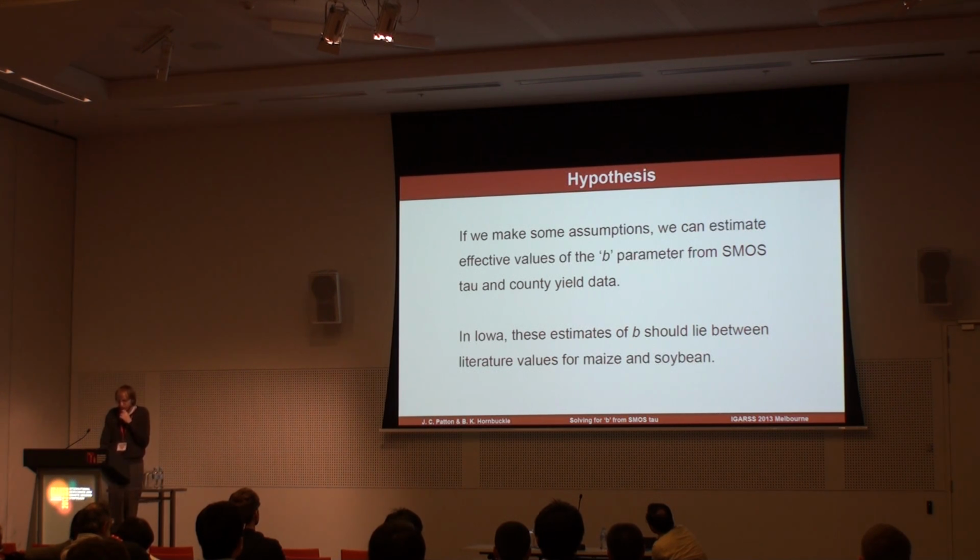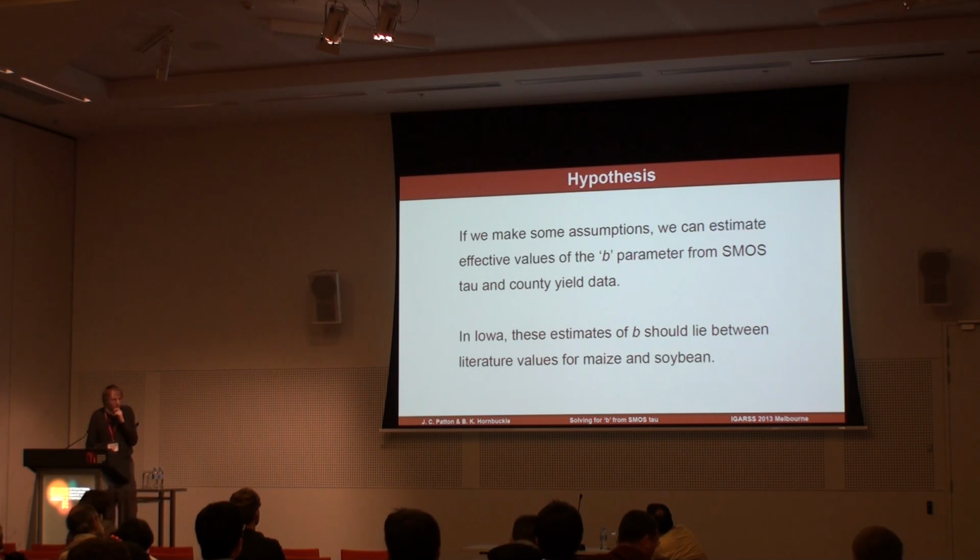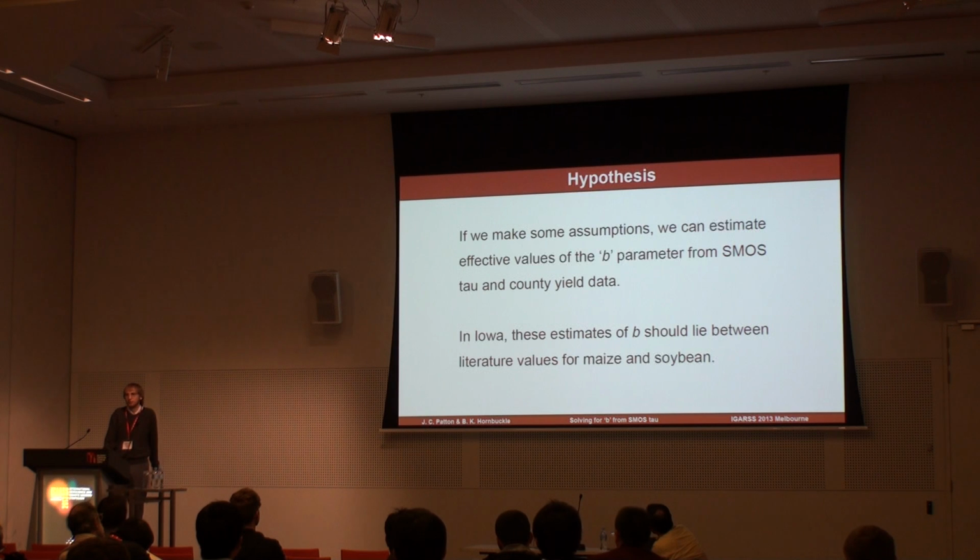And if we make some assumptions and look at some different elemental relationships, then we may actually be able to calculate the effective value of B for each Iowa county. And our test of this is that the estimates of B that we get from doing this should be somewhere in between literature values found for B from tower experiments for maize and soybean, corn and soybean.